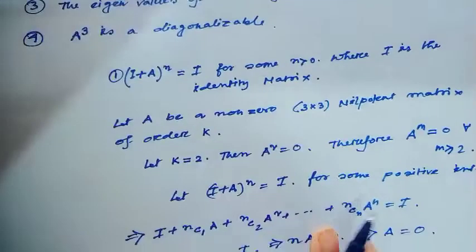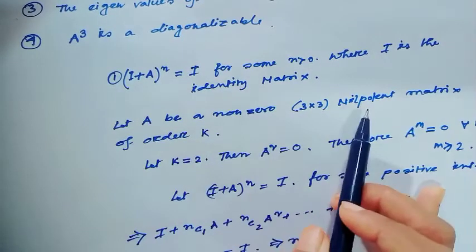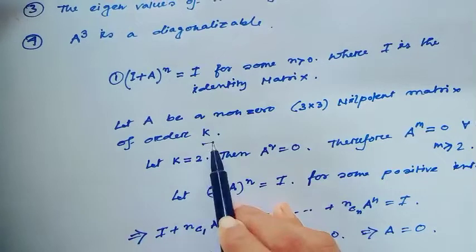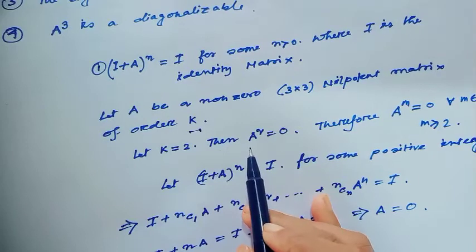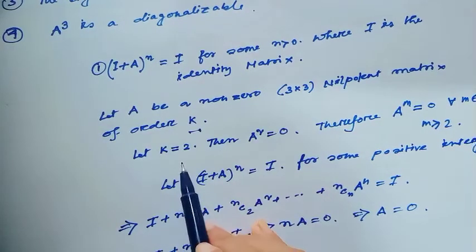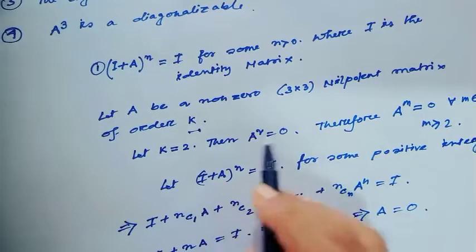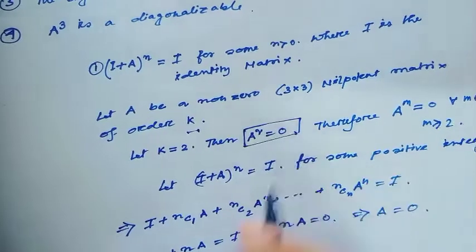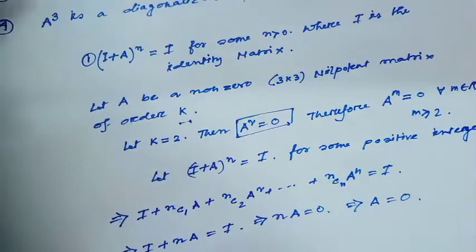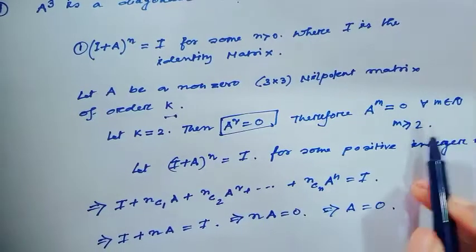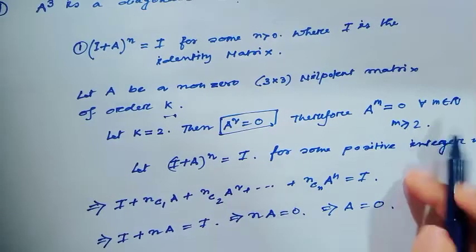For this, consider A, a non-zero 3x3 nilpotent matrix of order K, and consider the index of the matrix is 2. That means, since I have considered it, index of the matrix is 2, that means A square equal to 0. And since A square equal to 0, that implies A to the power m equal to 0 for all m belonging to natural numbers where m is greater than or equal to 2.